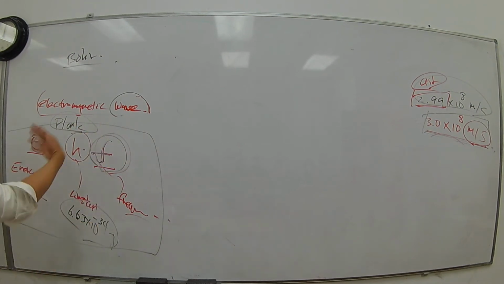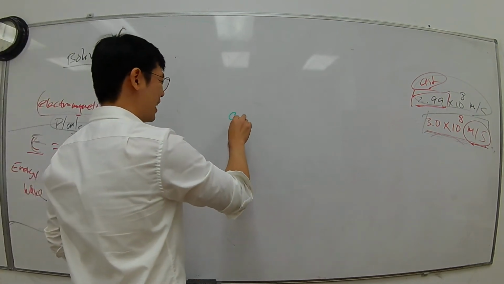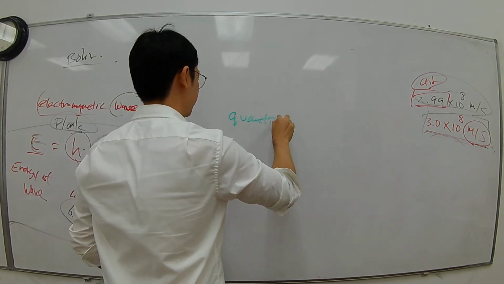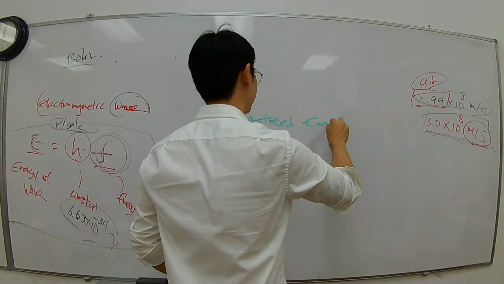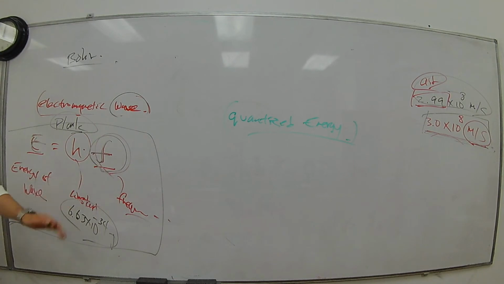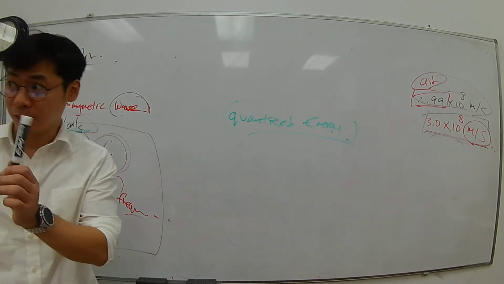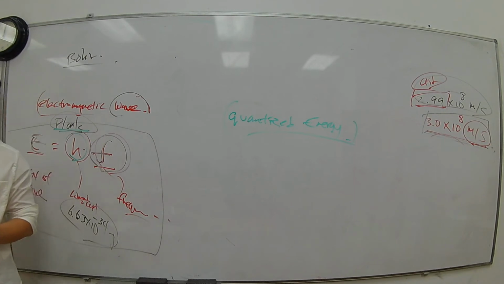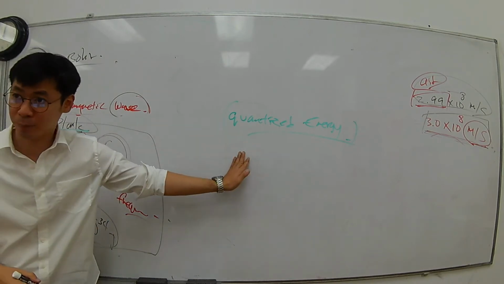Why do they talk about it? Because of what they call quantized energy. That's basically what this equation is for: quantized energy in Planck's equation, with Planck's constant. What it means is this: you cannot transfer energy in any continuous amount. It must be quantized.